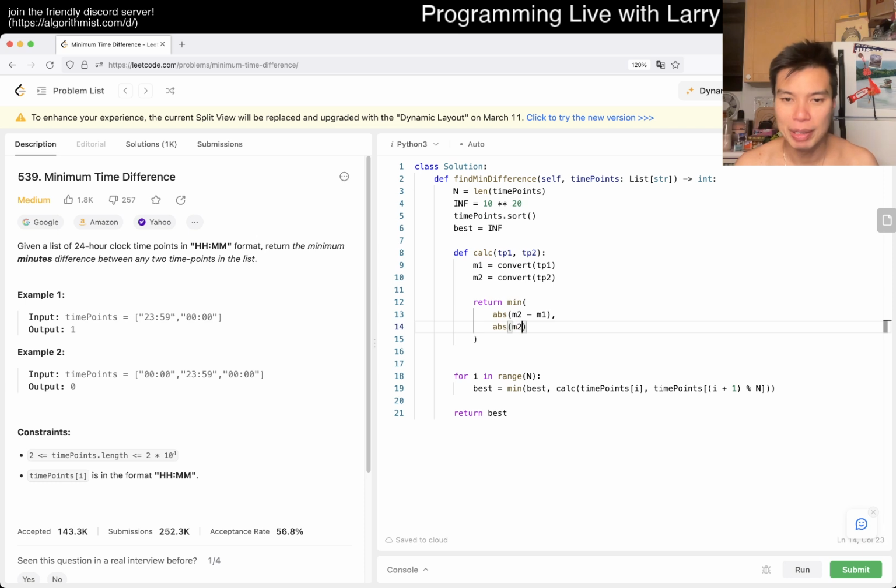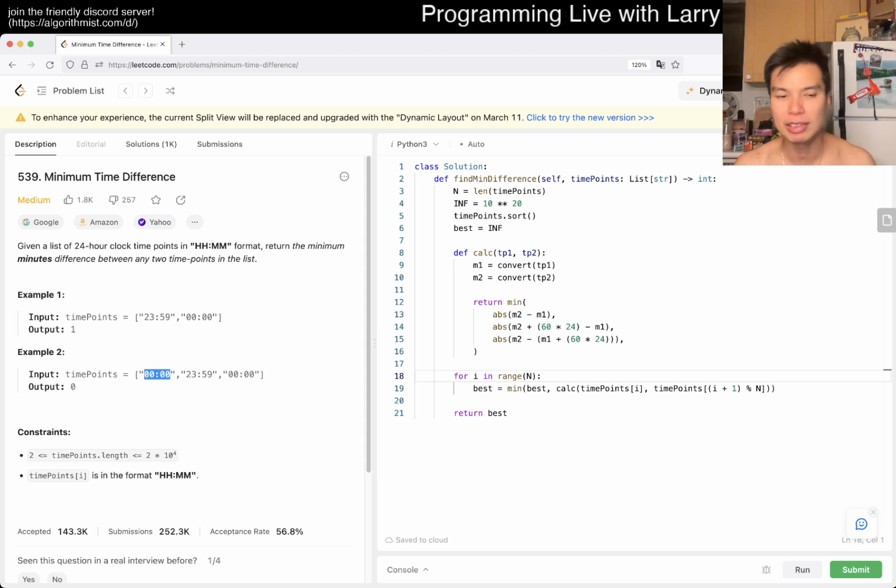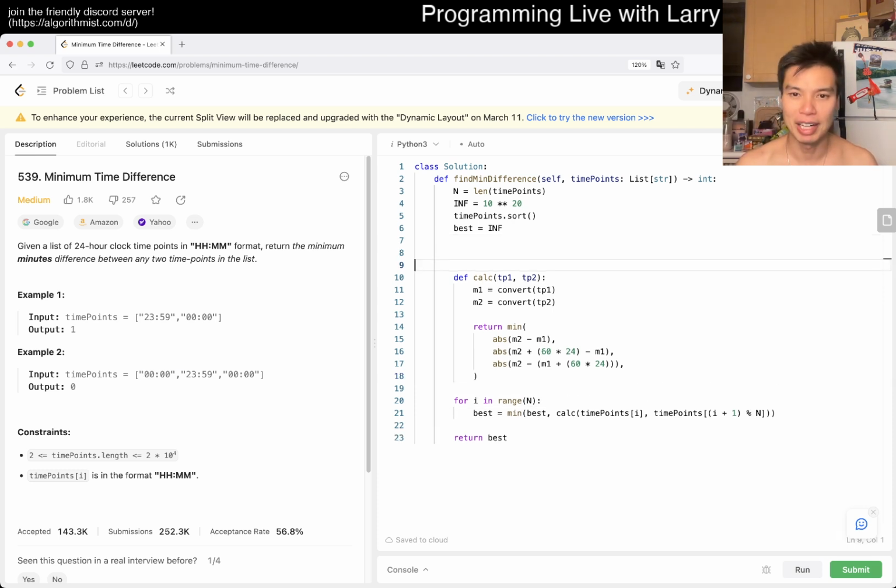So here, we maybe do this plus 24 times 60. What is that, 1440, right? And that basically allows us to convert it to the next ring so that we can wrap around easier. Basically, the idea is that you convert the 0 minute to the 0th minute of the next day. Actually, I forgot to do the convert function.